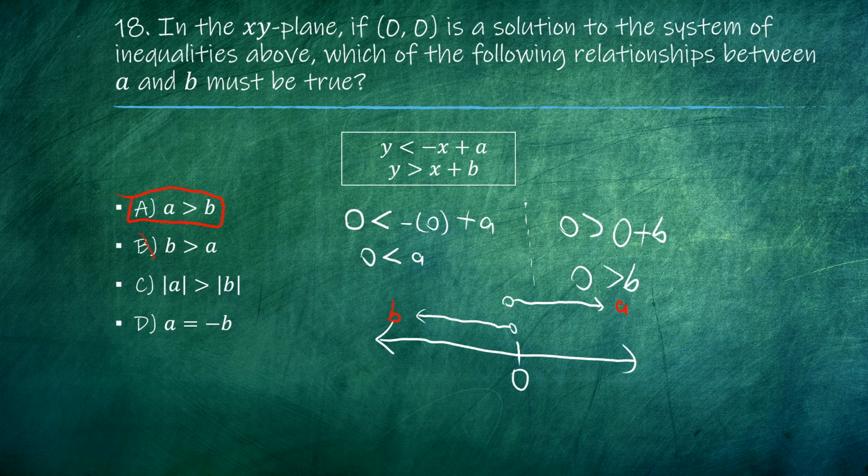C is not necessarily a correct answer, because let's pick a point here. Let's say we have 1 and then -2. So the absolute value of 1 is not greater than the absolute value of -2, right? So that's also wrong. And definitely D is not right, because A can be any positive number and B can be any negative number. So this relationship is not right. So the answer is A.